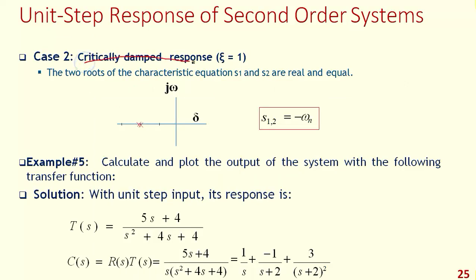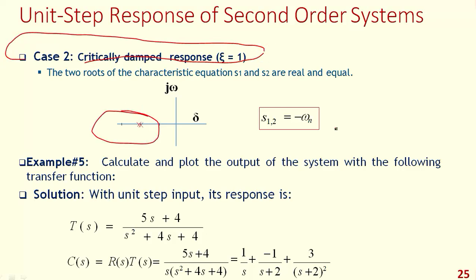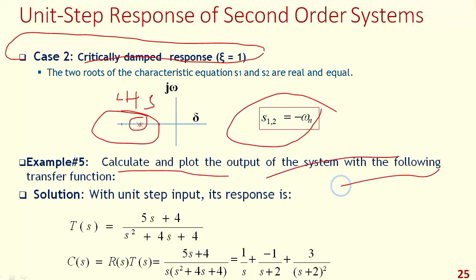Then for the second case, if the system is critically damped, find the roots; they are only real roots, which lie in the left half of the S plane. You can call it LHS, the left half of the S plane. You have to mark the roots. For the same case, you have to solve one problem. Calculate and plot the output of the system for the following transfer function, which is given.